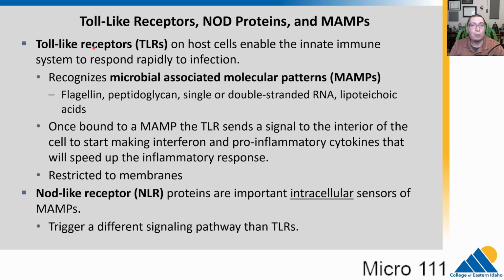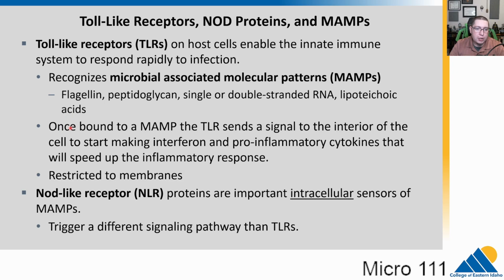But the toll-like receptors can be found on host cells, and they enable the innate immune systems to respond. And what do they recognize? Well, they recognize those microbial-associated molecular patterns, the MAMPs. So things like peptidoglycan, flagellin, double or single-stranded RNAs, lipoteichoic acid, probably LPS as well. So things that bacteria and viruses generally have in them. Okay, so it's very generic to bacteria and viruses and pathogens. It's not recognizing a specific species, though.